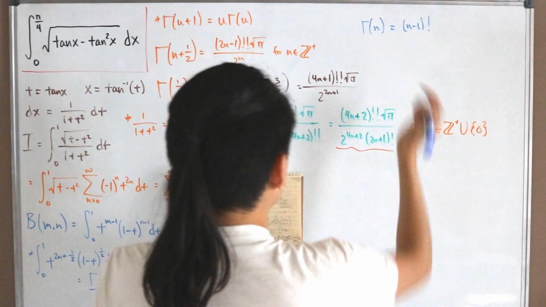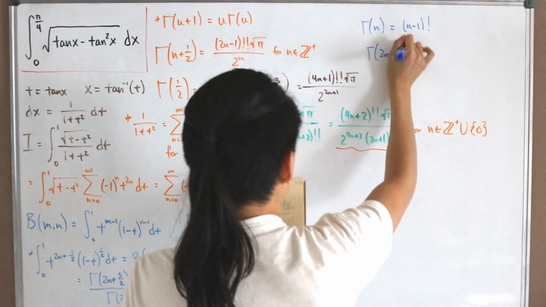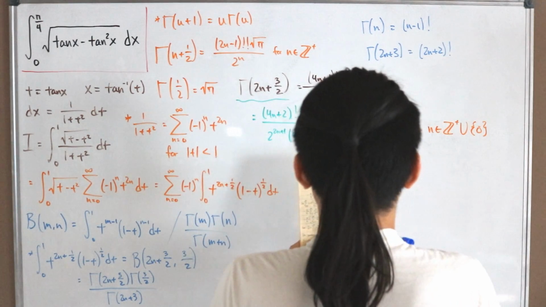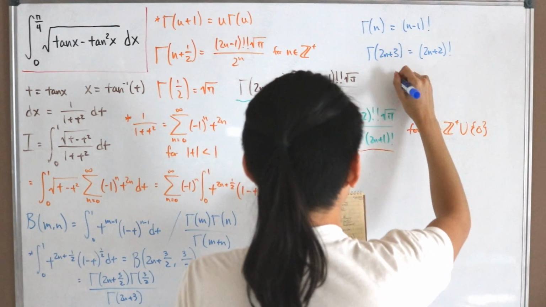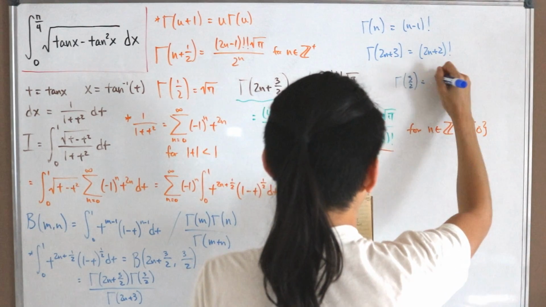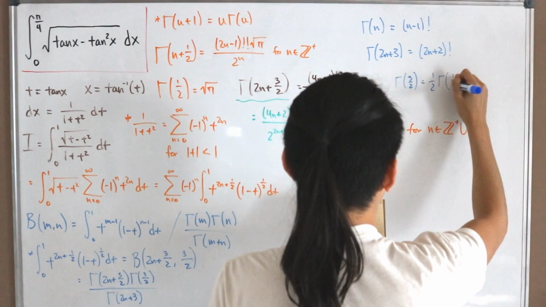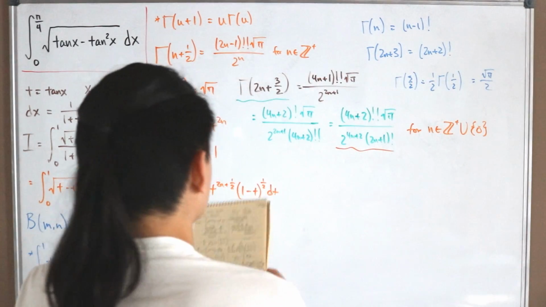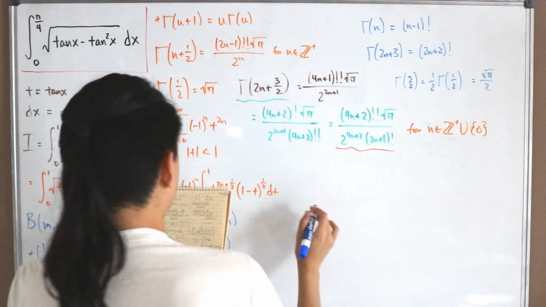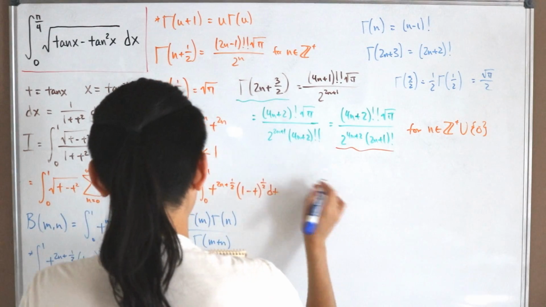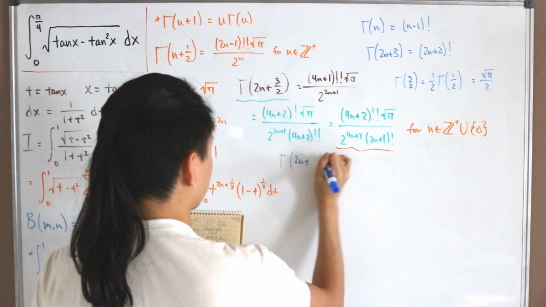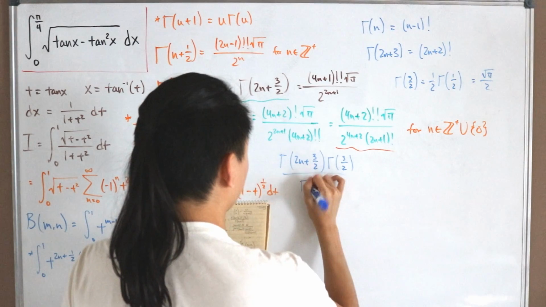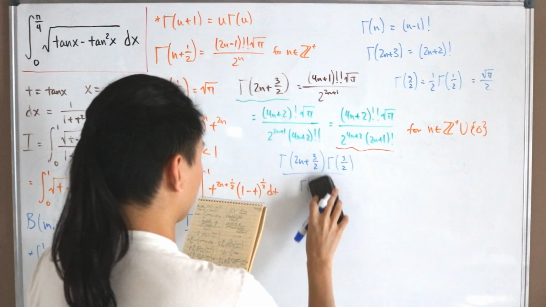With this, if I plug in gamma of 2n plus 3, this is just 2n plus 2 factorial. Then we also say that gamma of 3 over 2 is the same thing as 1/2 times gamma of 1/2. We know gamma of 1/2 is the square root of pi, so that's just the square root of pi divided by 2. Now, after plugging all this back in, let me write this out again: gamma of 2n plus 3 over 2, multiplied by gamma of 3 over 2, divided by gamma of 2n plus 3.